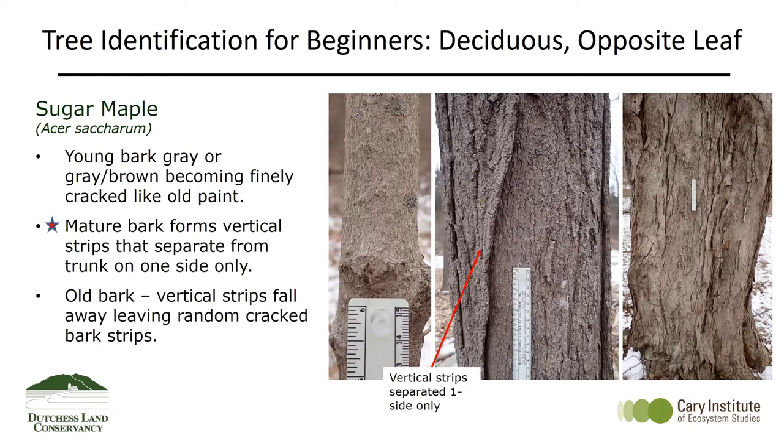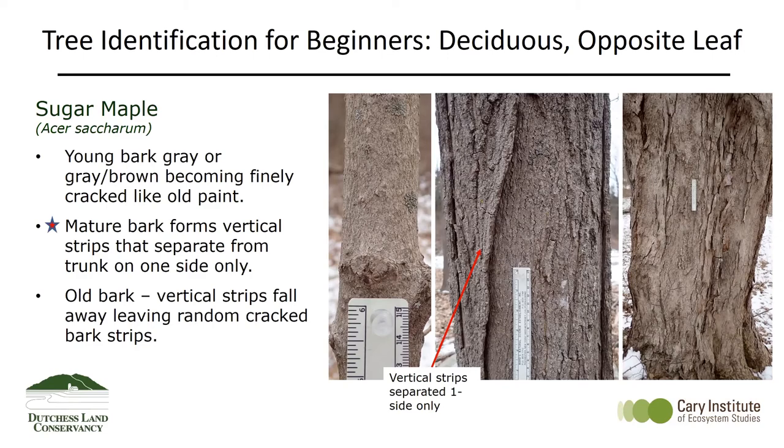The best characteristic for recognizing sugar maples is the vertical strips that develop in the larger trees. Those strips separate away from the trunk on one side only, and that's characteristic of sugar maples. As the tree gets older, those vertical strips may start to fall away, crack on different sides, but you can always still find a few of those vertical strips that are separated on one side on a sugar maple. And that's a key characteristic that makes them easy to find and identify in the field.